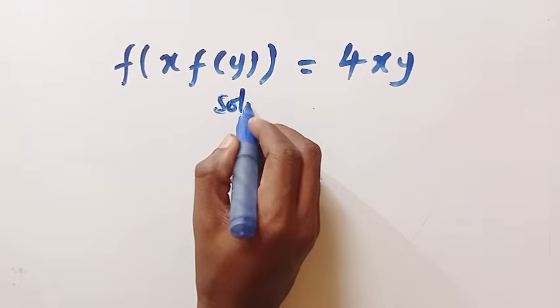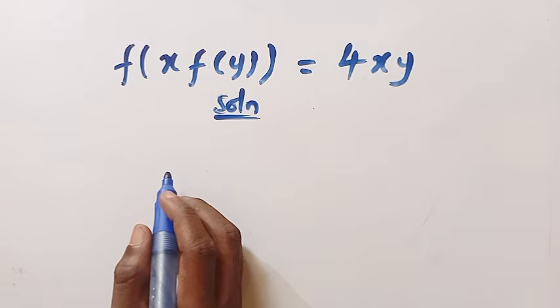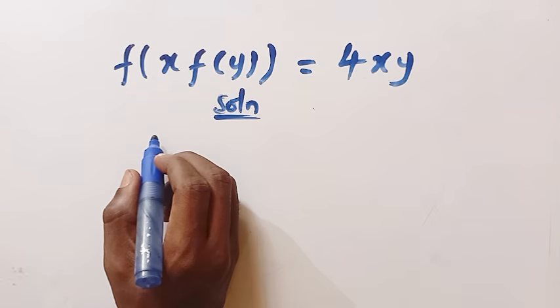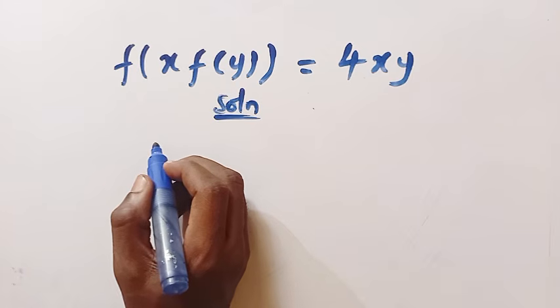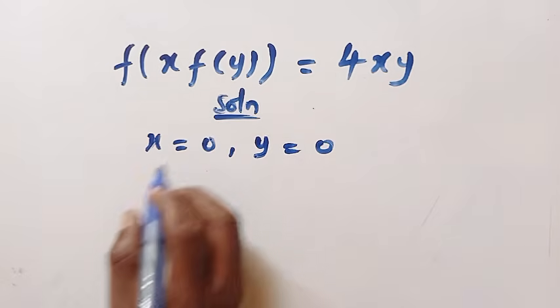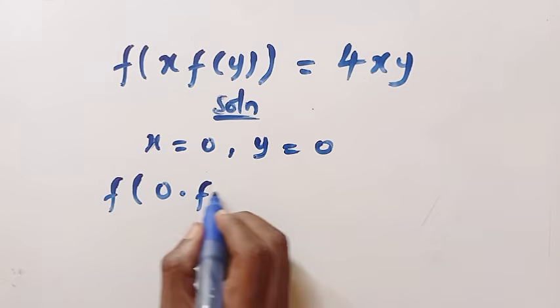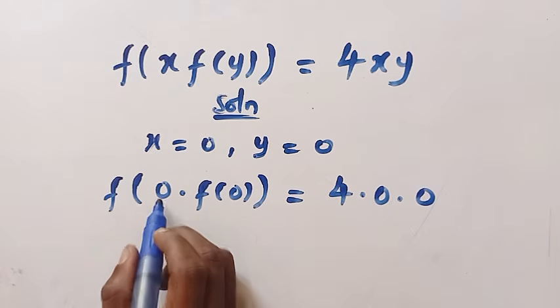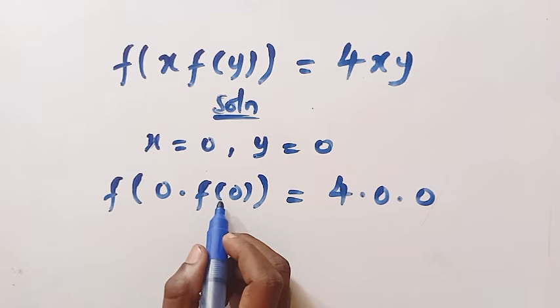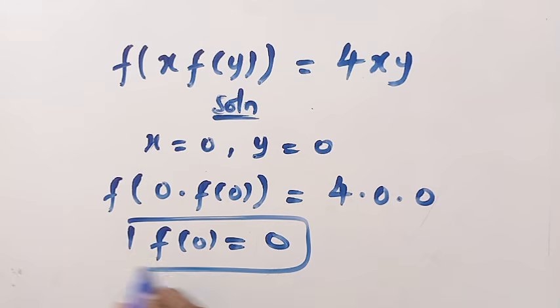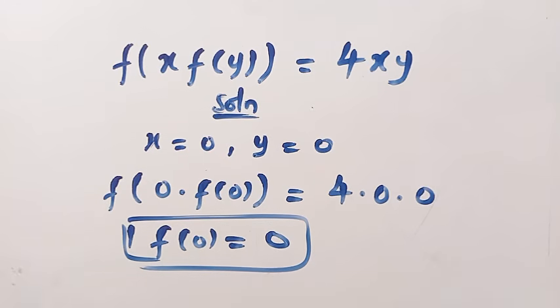If you consider the solutions, first, let's say I want to find f(0). Actually, this is not necessary, but we need to know the bearings of where we are heading. If I set x equals 0 and y equals 0, this gives us f(0) multiplied by f(0) equals 4 multiplied by 0 multiplied by 0. From here, f(0) equals 0. Since we have f(0) equals 0, this has given us a snippet.